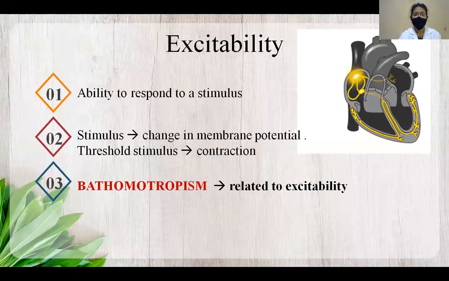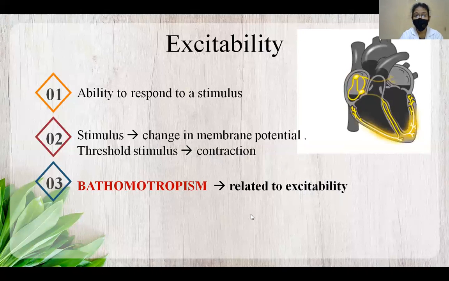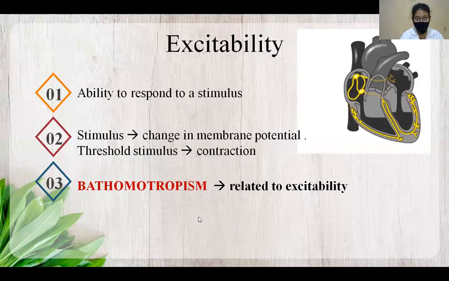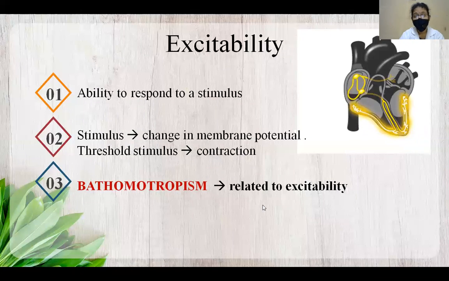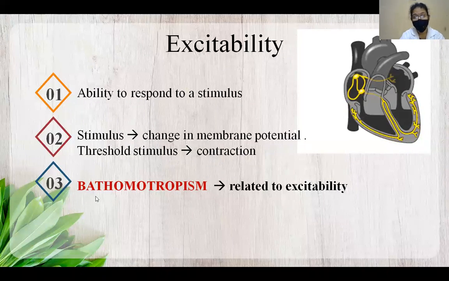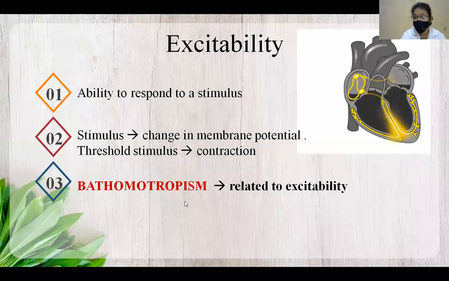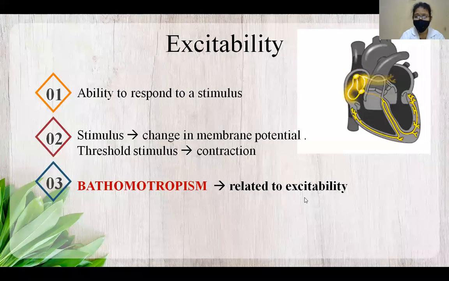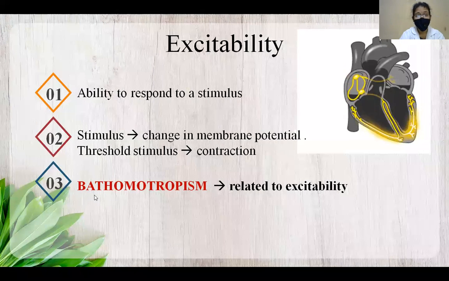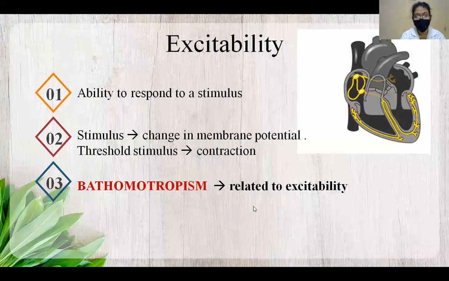Then, what is the other name given to excitability? Vathmotropism is another word used for excitability. Remember, many books may mention the properties as vathmotropism, chronotropism, bathmotropism, inotropism. These are nothing but other names for the properties of cardiac muscle. So excitability means vathmotropism.